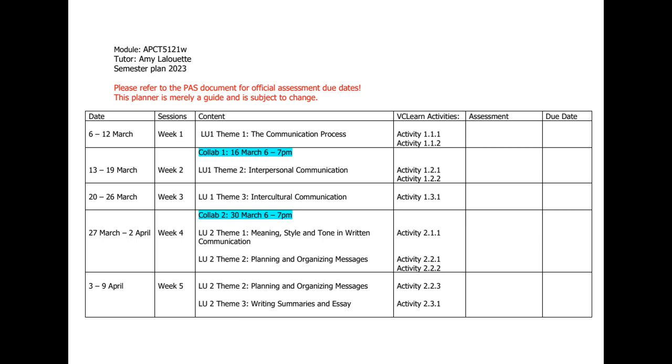Activity 1.1.2 is very important because it really does take you through starting to think about this theory and how to apply the theory. It's starting you on your way to answering questions and to thinking critically about this theory. Okay, so that is this first week.